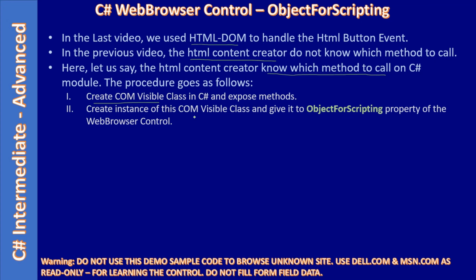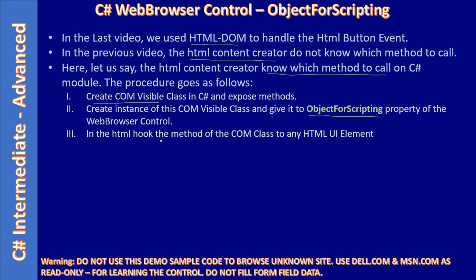We create an instance of this COM visible class and give it to the object for scripting property of the web browser control. That means here we have a class instance, right? We will create an instance and we will give that instance to the object for scripting property.